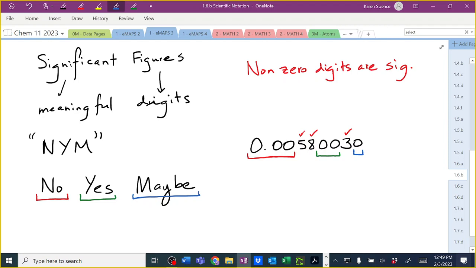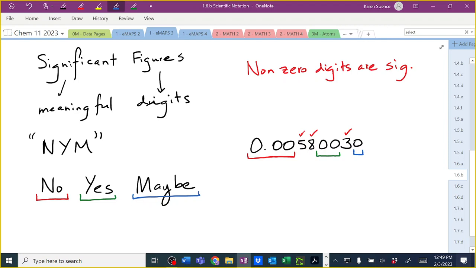So at any rate, no, yes, maybe. You're going to do this with me. You're going to use your voice so that you engage the vocal neurons. You're going to use your hand so you involve your motion neurons, and you're going to point and go no, yes, maybe. Can we all do that together?